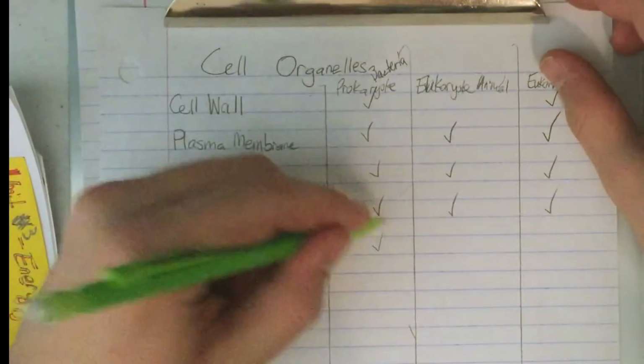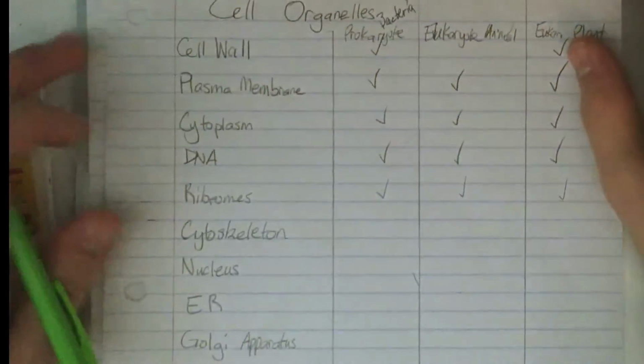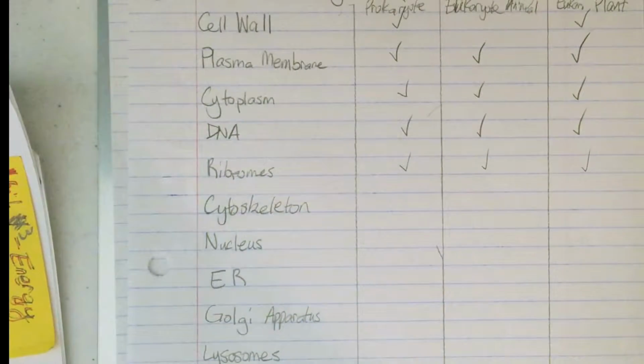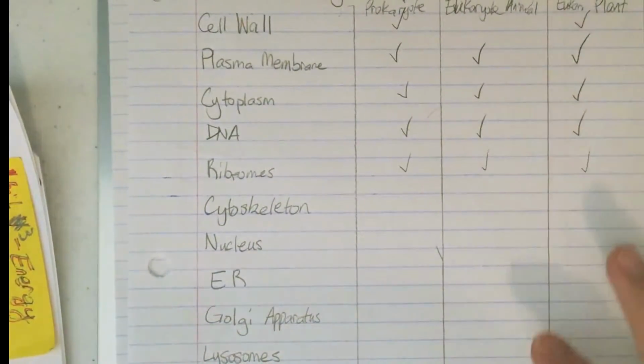Ribosomes, yep, they all three have ribosomes. They need to have ribosomes so they can make proteins for transport and things like that. So they all have to have some way to make them. Ribosomes in prokaryotic cells are smaller though.